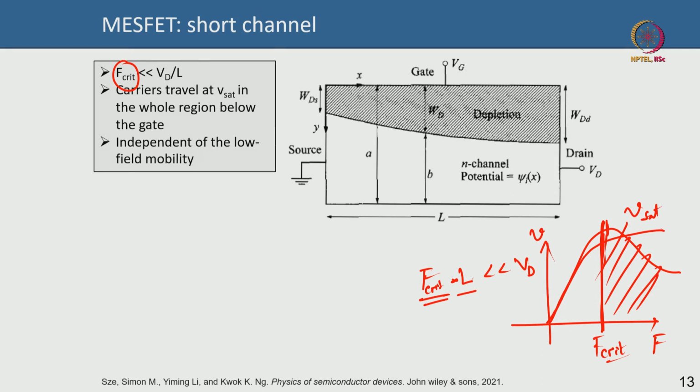The carriers will travel at velocity saturation entirely below the gate, and in this case the carrier transport is independent of the low field mobility, but this is only below the gate. If you have an excess region between gate and drain and between gate and source, in those regions mobility will still be important, because only below the gate will you have velocity saturation, not necessarily in other regions. Okay. So, in that case, let me remove this.